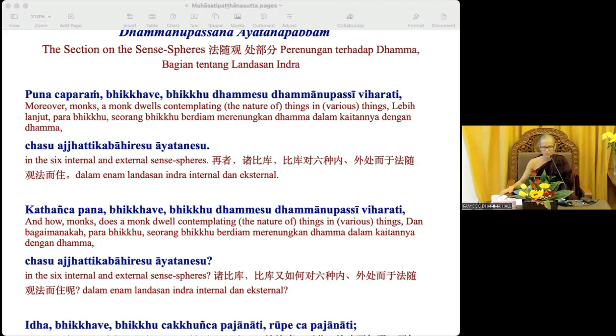If you touch something hard, it is touching Pathavi. If it is touching hot or cold temperature, it is Tejo. If it is touching pressure, it is the wind element. So photthabbayatana has three rupas. Tangible object has three rupas.